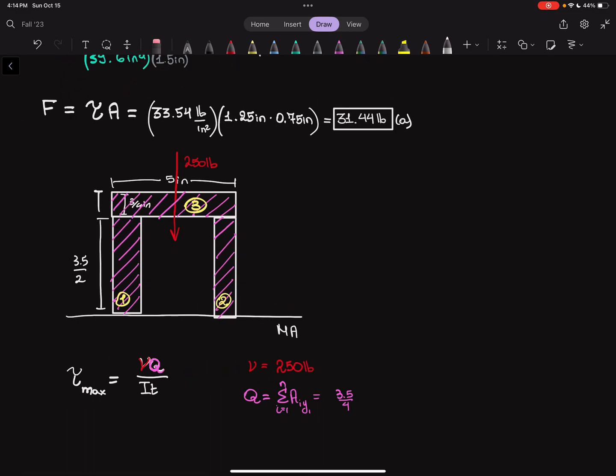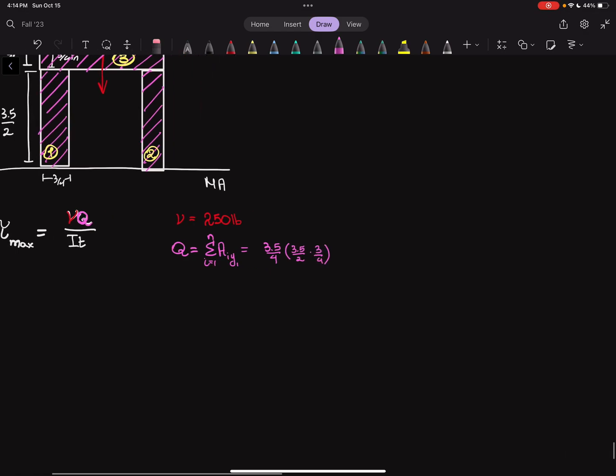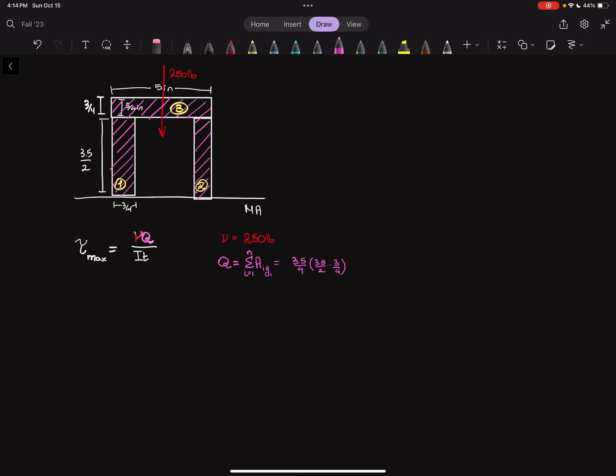With an area, and we forgot one dimension, which is the 3/4, which is the same as this. So with an area of 3.5 over 2 times 3 over 4. The other one, the number 2, is going to look the same, so we're just going to multiply this by 2. And then we have the third shape, which is going to be the area, 3/4 times 5. And then we're going to multiply by its centroid distance from the neutral axis, which is going to be 3 over 8 plus 3.5 over 2. And so now we should have our cube.